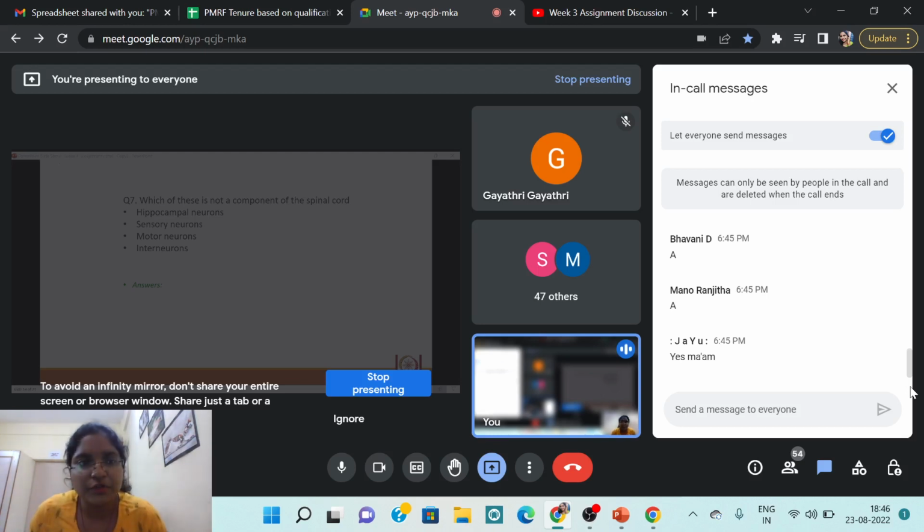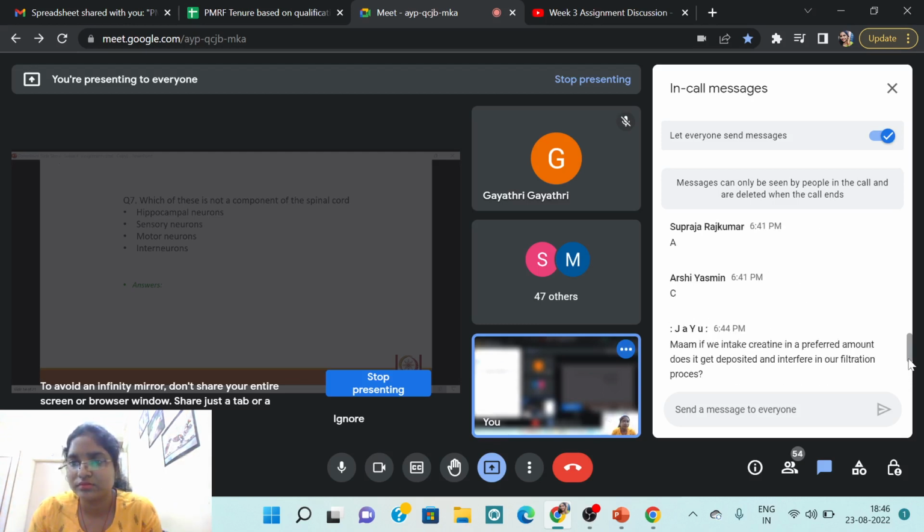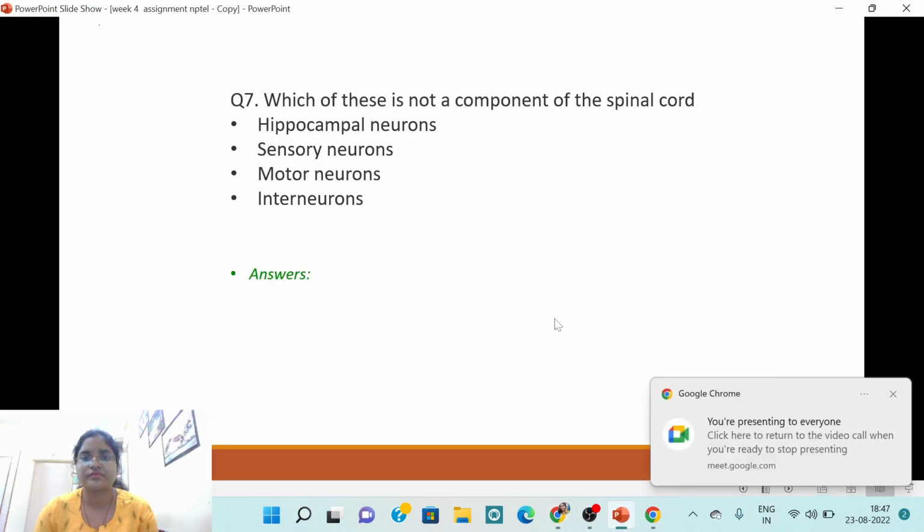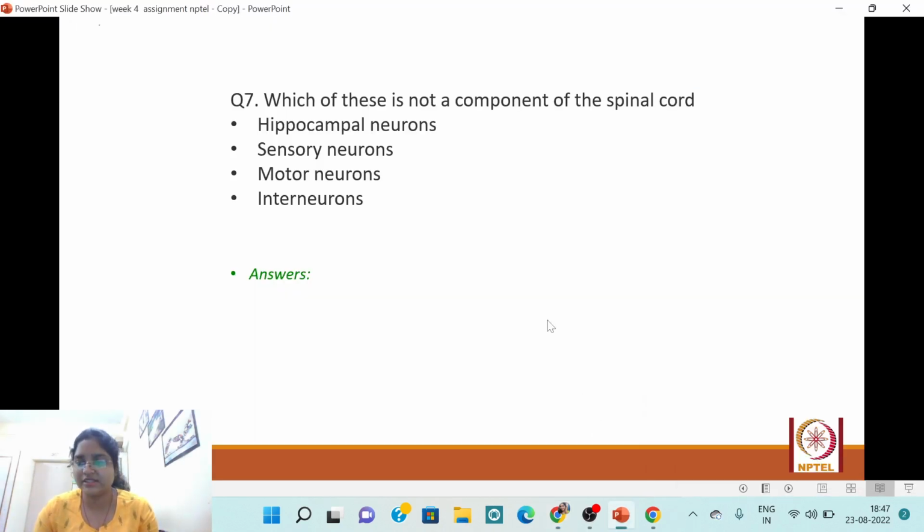Okay, has every one of you given the answer to the seventh question? Which of these is not a component of the spinal cord? Is everyone saying A? Okay, we'll see what is the right answer.